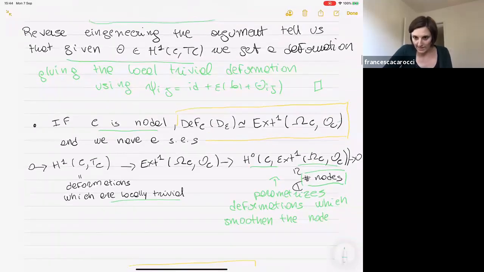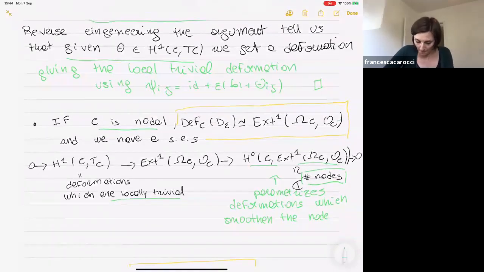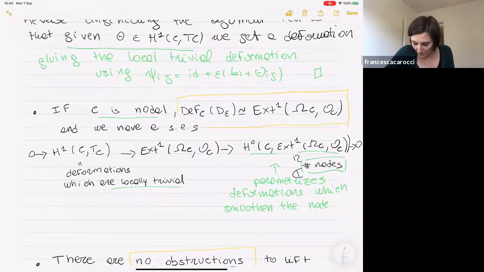And we're going to see in a second what this means. I can say immediately that locally, if we have our node, this parameterized deformation of the form xy minus t equals 0, then when t is different from 0, we have some smooth curve.